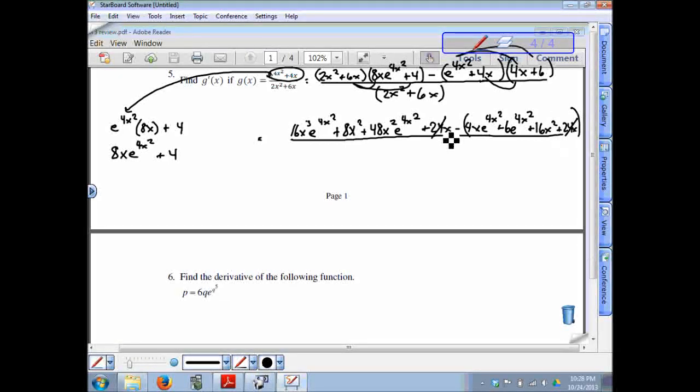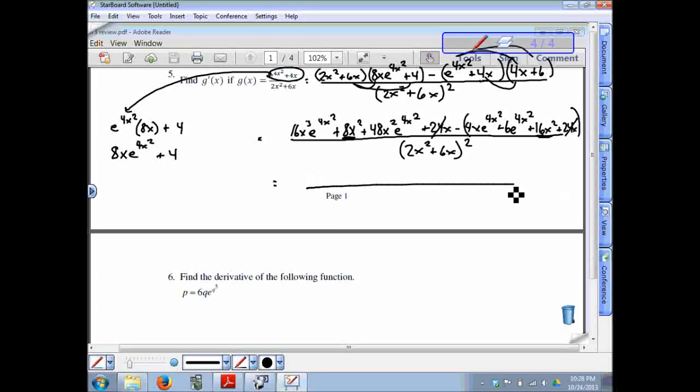So the 24x and the 24x would cancel. Only other like terms would be this 8x squared and this minus 16x squared that we would combine. And that's all over 2x squared plus 6x squared. Sorry, I forgot the exponent of 2 up there as well.